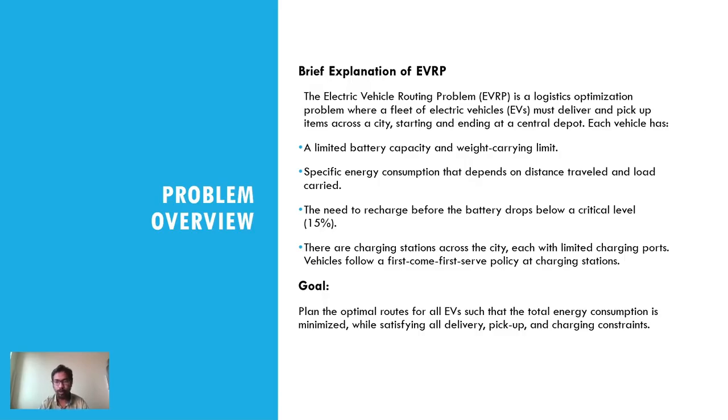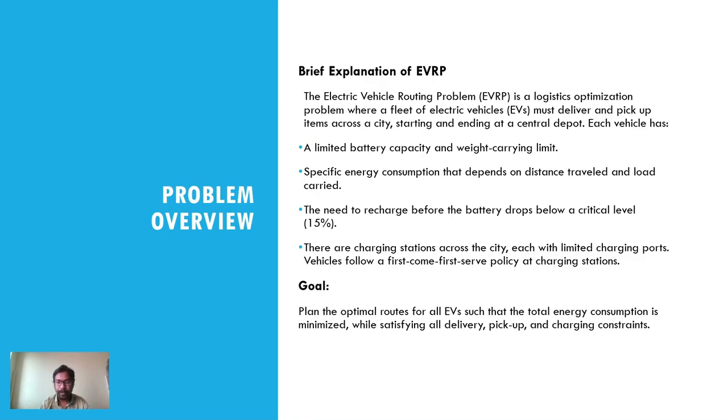The Electric Vehicle Routing Problem, or EVRP, is a logistic optimization challenge. We are given a fleet of vehicles that need to pick up and deliver items throughout a city. These vehicles start and end their journey at a central depot. Each vehicle has a limited battery and weight capacity. The energy consumption depends on both distance traveled and load carried by the vehicle.